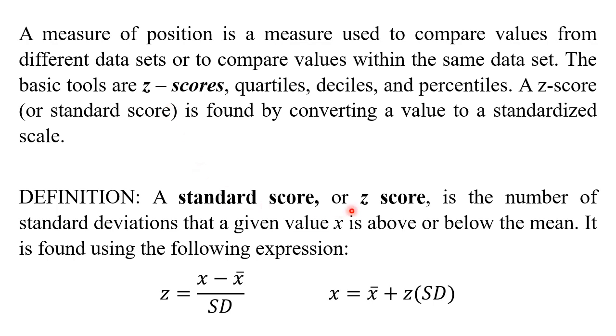A standard score called the z is the number of standard deviations that a given value x is either above or below the mean, and it is found using this formula, class. On the left side, this is the formula to convert your individual scores into a standard score called the z. We subtract the mean of that data set from the individual or observed score, divided by the standard deviation. It's possible, class, that the result is positive or negative.